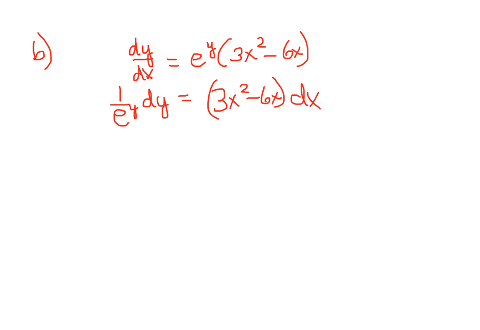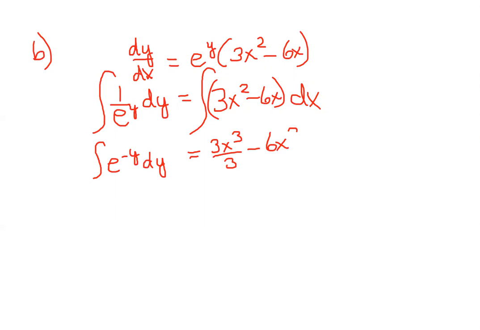Somehow you have to show that you separated the variables. Now we are going to take the integral of both sides. I'm going to rewrite this as e to the negative y dy. And over here, I can just go right ahead and take the integral. I get 3x cubed over 3 minus 6x squared over 2 plus c. I'm going to write it like that because it's easier for me than trying to simplify it along the way.